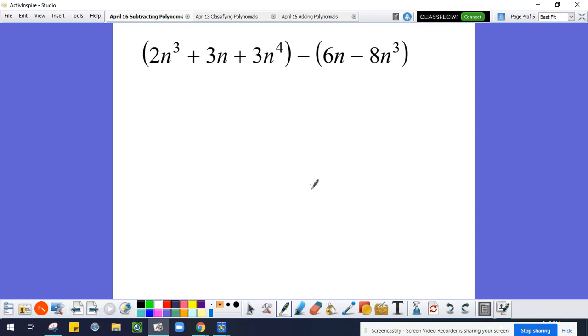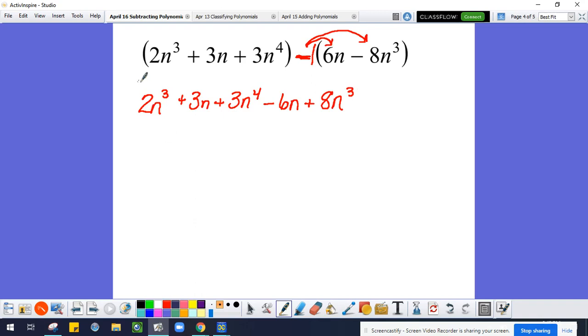Here's another example. This one also has the minus sign between the parentheses. That minus sign is technically a negative 1 that's going to distribute to the parentheses after. Again, the parentheses before do not change. So this still equals 2n to the third plus 3n plus 3n to the fourth power. But over here, now I need to distribute. Negative 1 times positive 6 is negative 6n. And then negative 1 times negative 8, a negative times a negative is a positive. So positive 8n to the third power.